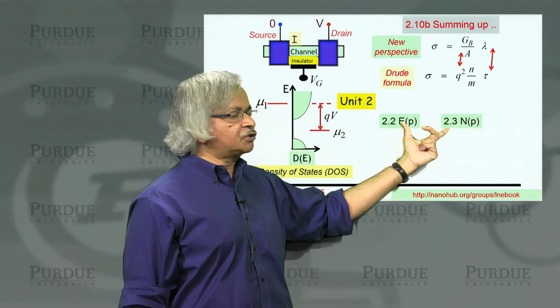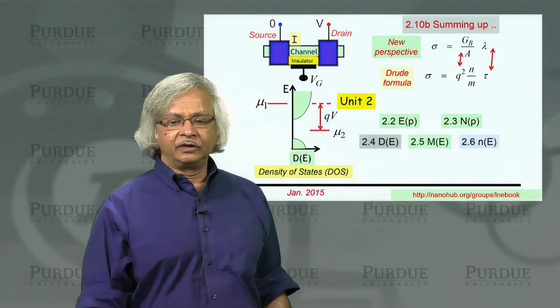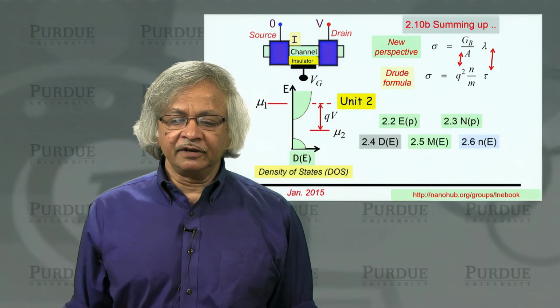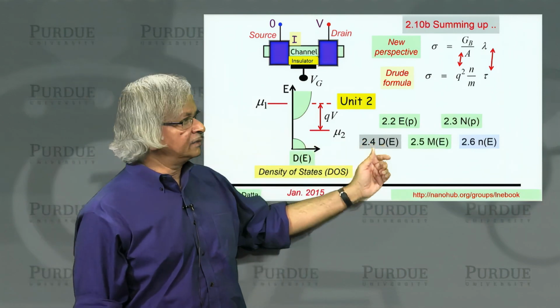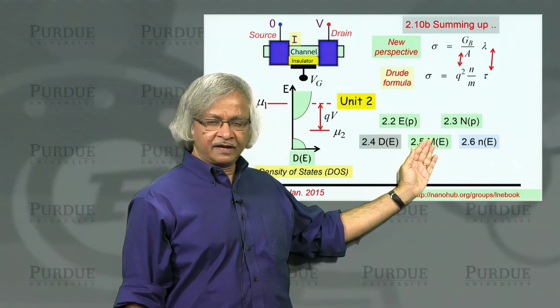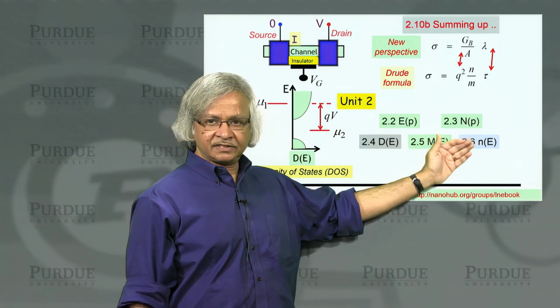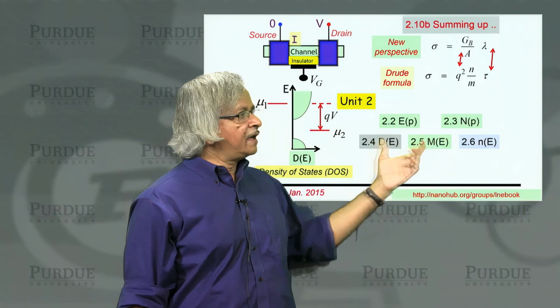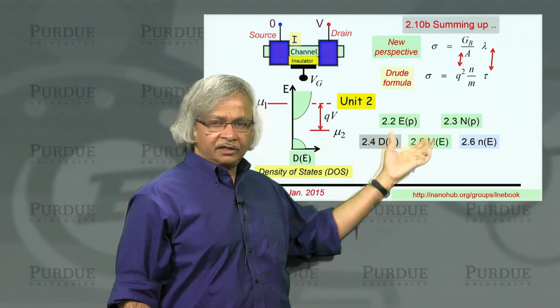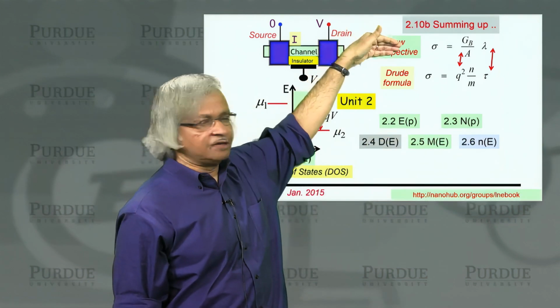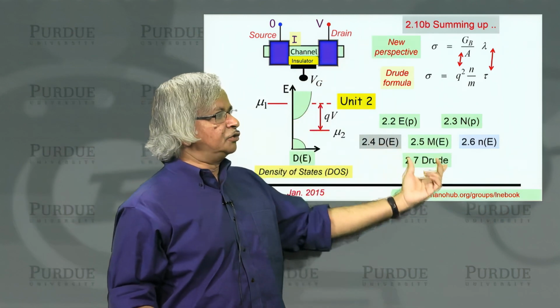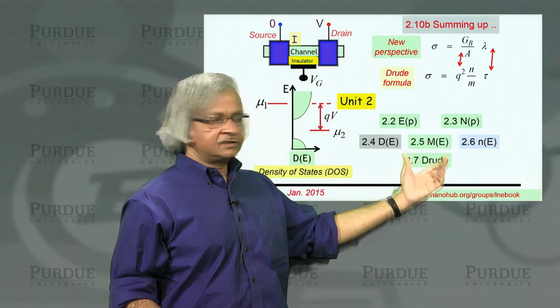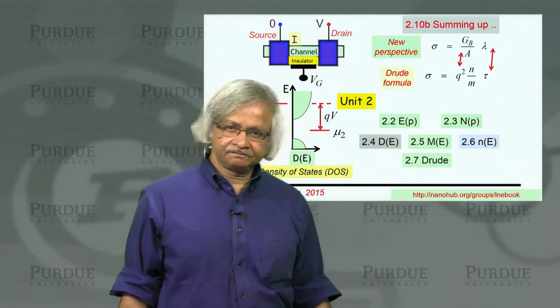And once you have these two inputs, you could combine them to get these various quantities of interest, namely density of states, that's lecture 4, number of modes, lecture 5, electron density, that's number 6. Okay? And once you had these quantities which enter the expression for conductivity, we were ready to connect it to the Drude formula. So that's what we did in lecture 7.